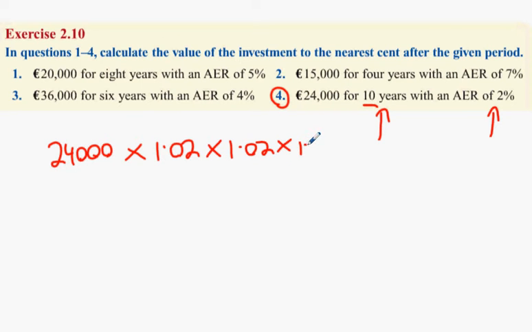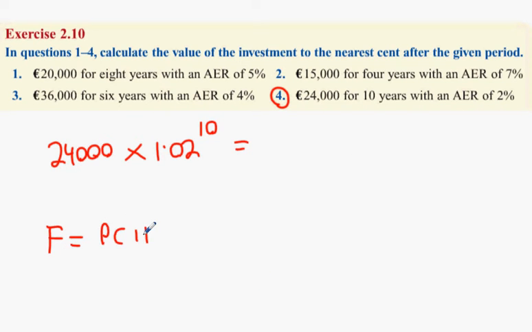What's a quicker way of writing this out 10 times? Just to the power of 10. The power of 10 means you multiply it by itself 10 times. Now, another way of doing this would be just to use your formula. F equals P bracket 1 plus I to the power of T. Actually turns out to be the same thing.